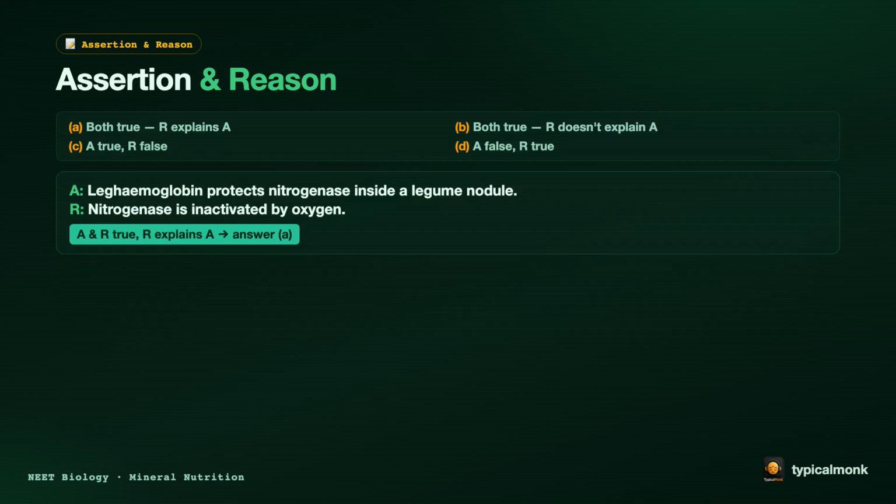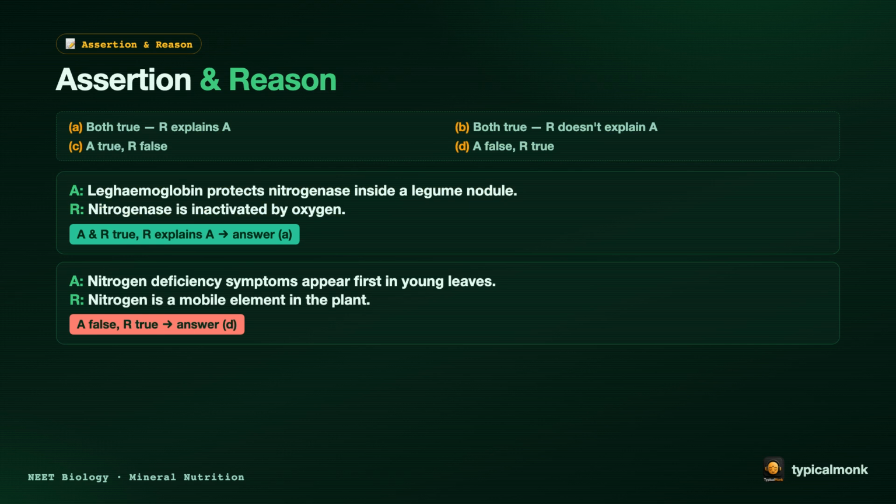Now the first drill, assertion and reason. Each time ask, is A true? Is R true? And does R explain A? First, A: leg hemoglobin protects nitrogenase inside a legume nodule. R: nitrogenase is inactivated by oxygen. Both true, and R correctly explains A, so the answer is A.